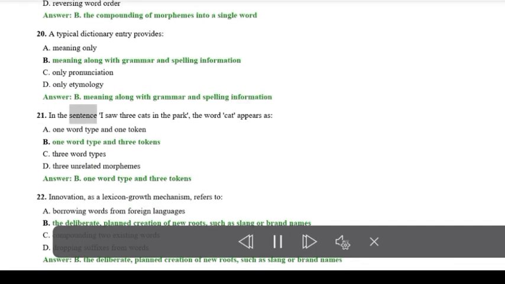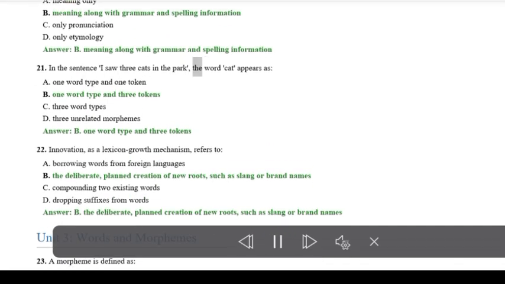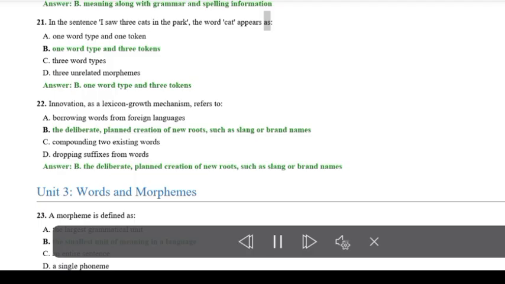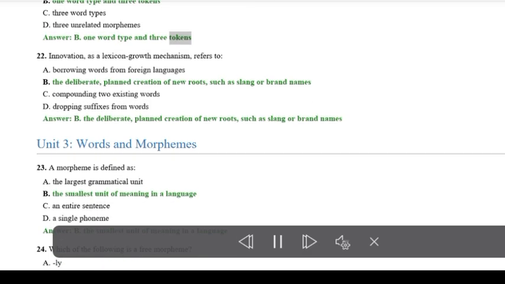21. In the sentence "I saw 3 cats in the park," the word cat appears as A. 1 word type and 1 token. B. 1 word type and 3 tokens. C. 3 word types. D. 3 unrelated morphemes. Answer: B. 1 word type and 3 tokens.